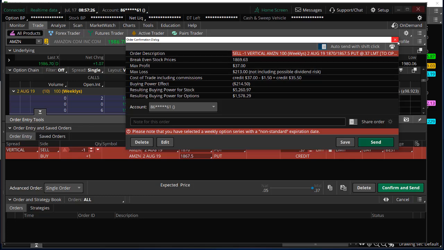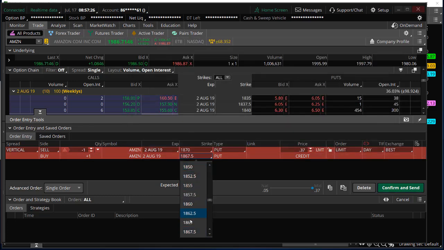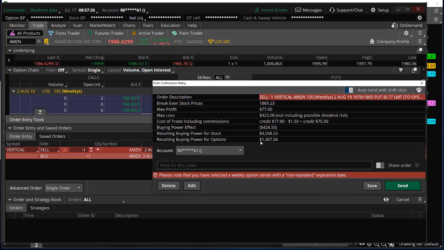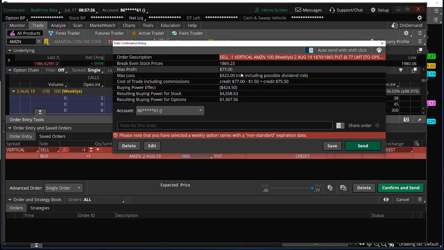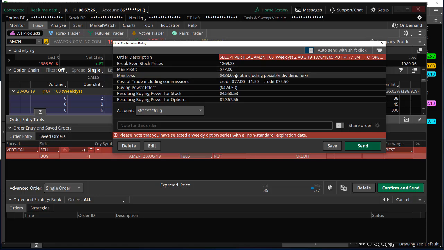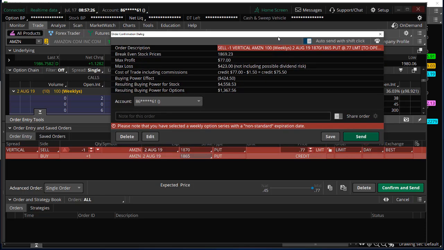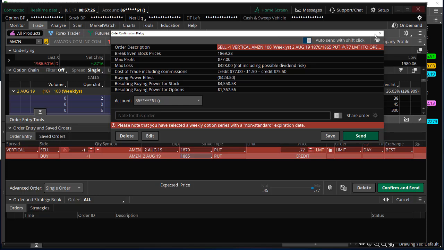So you have to kind of widen this and say, okay, would you rather have it $5 wide? Would you rather have it $2.50 wide? And if you look at something like this, you have a max loss of $432 and a max profit of $77, but the likelihood that it's never going to touch this strike is like 70%. So that is the type of situation that you're looking at.